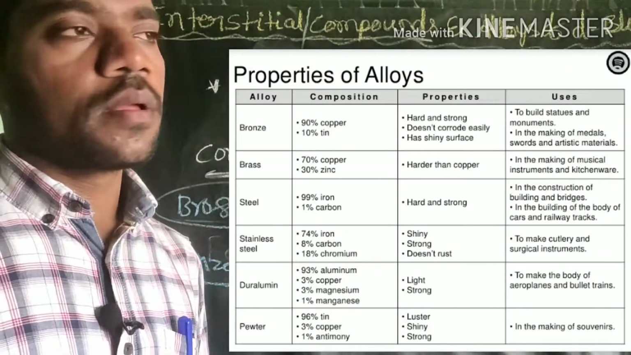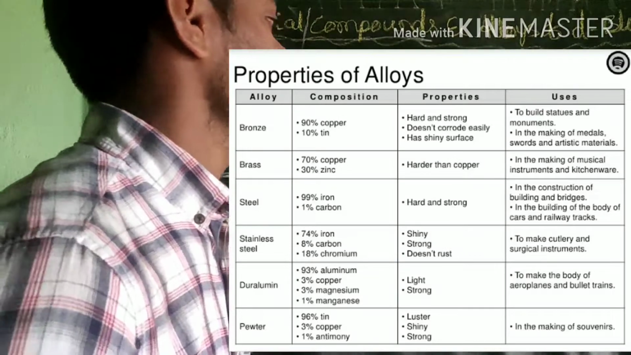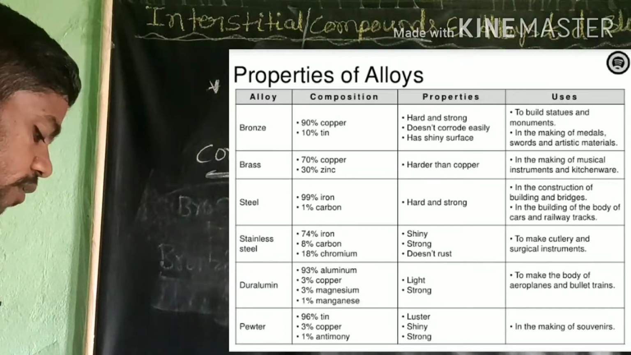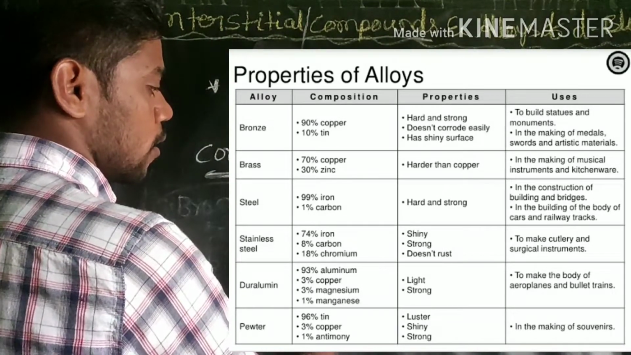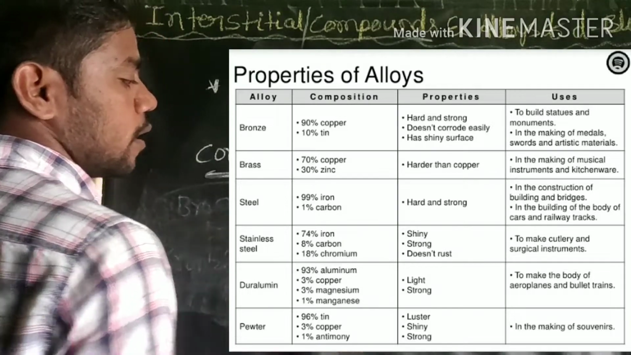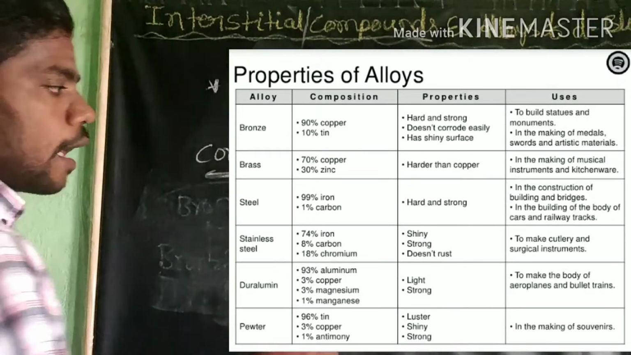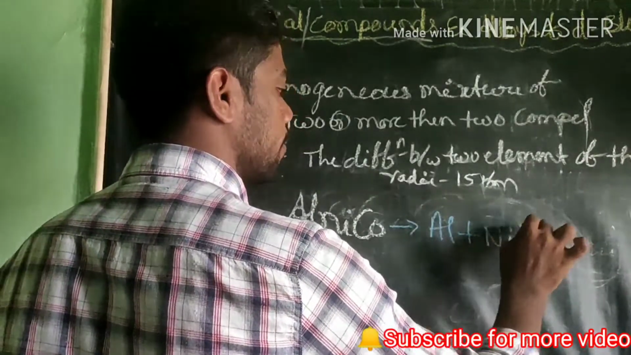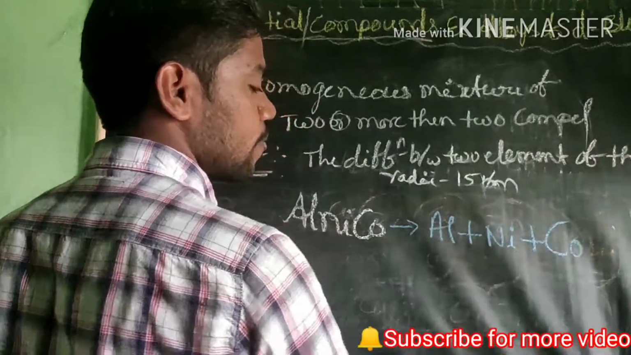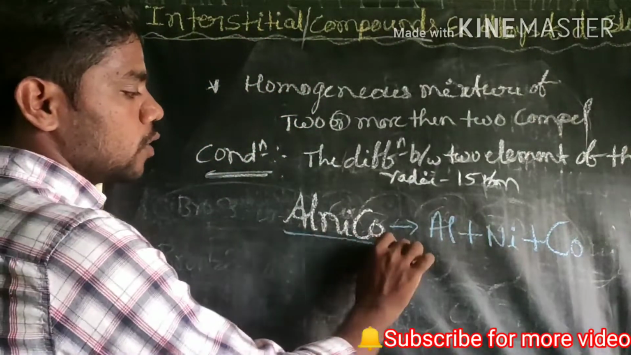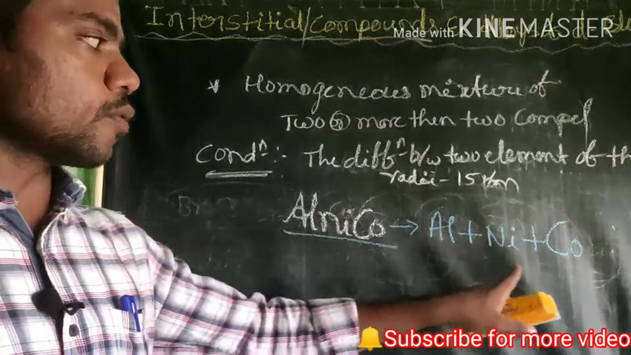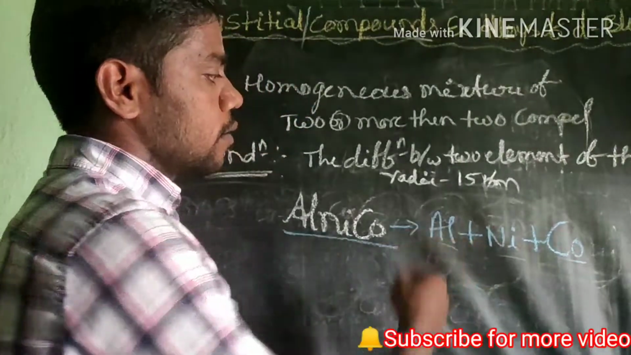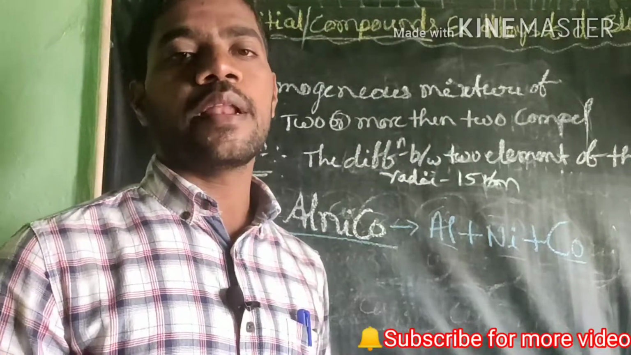First one, there are so many, and next I will give my favorite alloy, which is alnico. This alloy consists of aluminum plus nickel plus cobalt. This is the mixture of this alloy. This alnico compound is an alloy mixture of 2 or more than 2 d-block elements. Nickel is there, cobalt is there, and next aluminum. It is not d-block, but it is one of the elements in that.